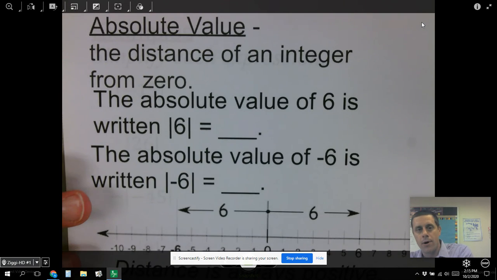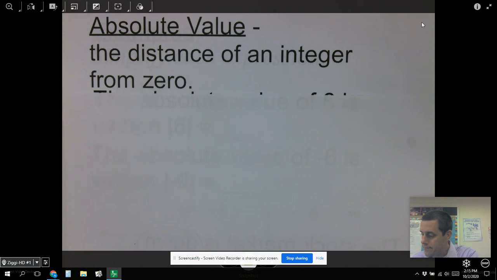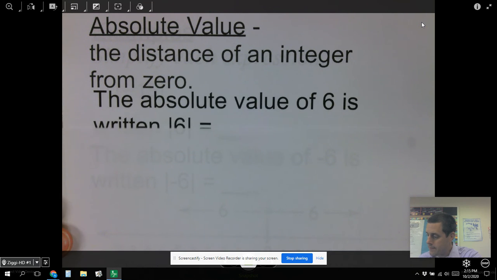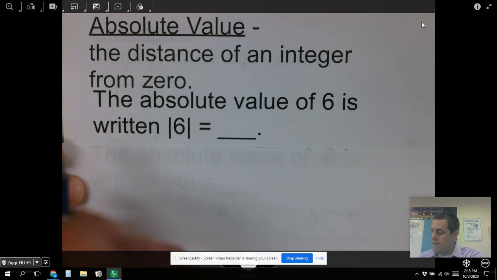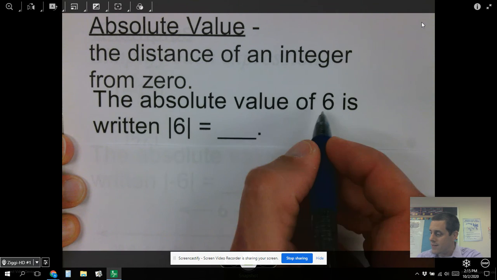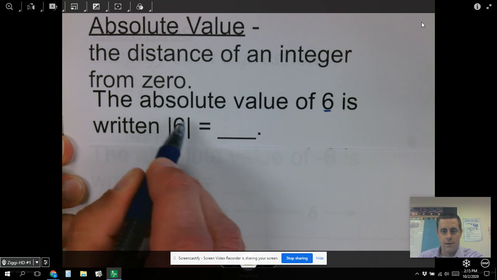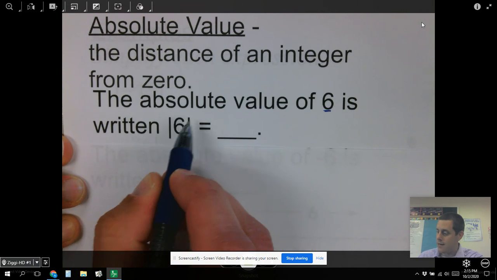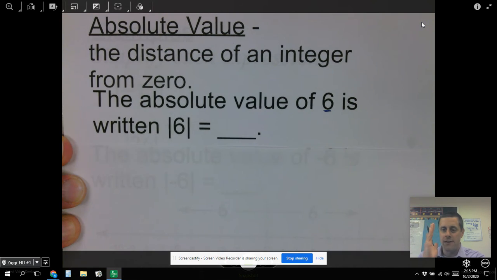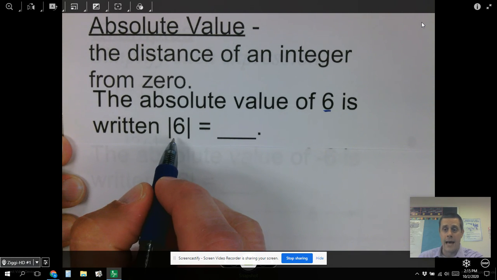Okay, one last component to today's lesson, and that is absolute value. The official definition of absolute value is the distance of an integer from 0. So take a look at these examples. If I wanted to find the absolute value of 6, it would be written in a mathematical expression looking like this. The 6 would be inside of 2 vertical lines. It's like perfectly straight parentheses. If you see that symbol, that represents absolute value.